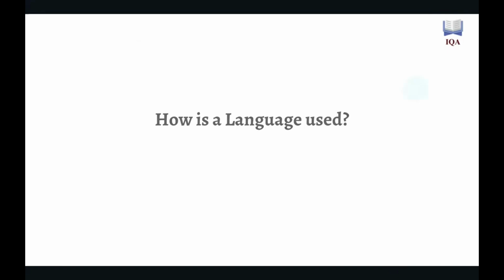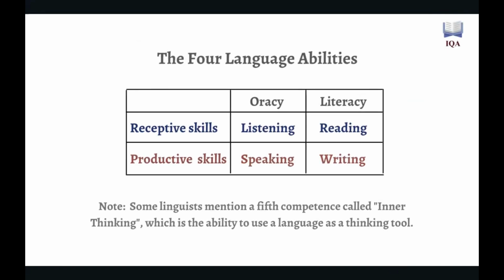So in linguistics, we learned that there are four language abilities, meaning that there are four different ways that a language is used. There are receptive skills and there are productive skills. For the receptive skills, you have a skill that has to do with oracy, which is listening, meaning it has to do with oral speech. And then you have one that has to do with literacy, which is reading. Then for the productive skills, you have speaking for oracy, and writing for literacy.